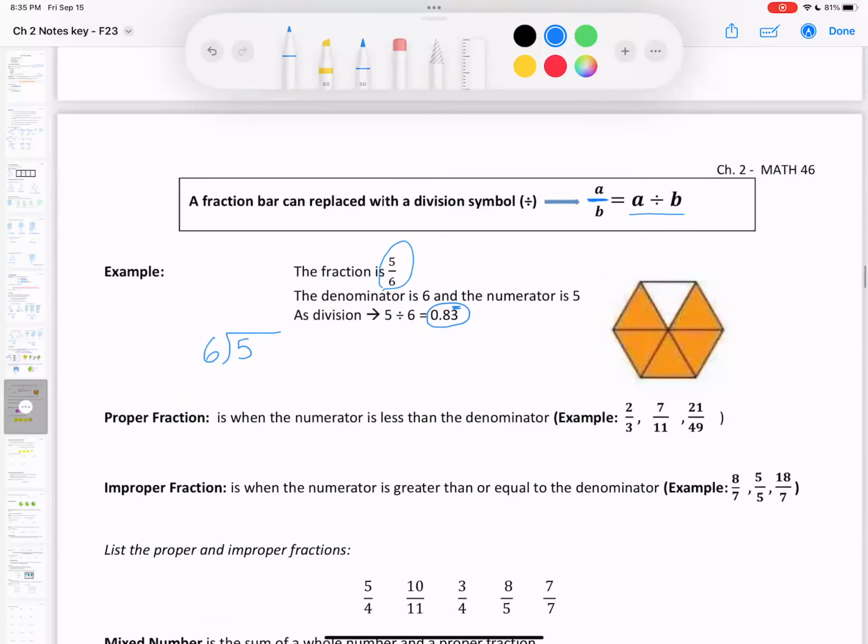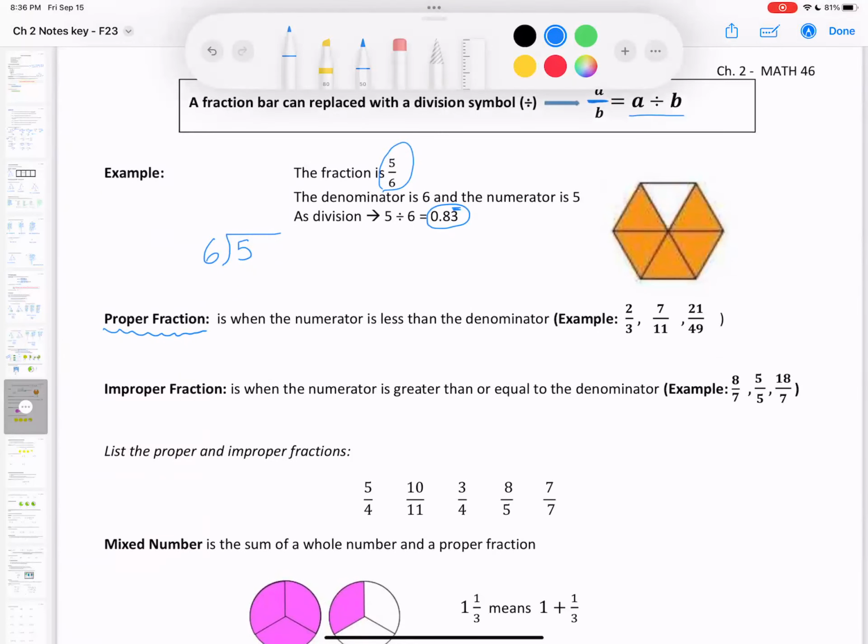All right. A little bit of terminology here. So we have a proper fraction. These are kind of like the regular fractions that you see. And that's where the numerator is less than the denominator. So that's where we're representing a piece of a whole. So for example, 2 over 3, 7 over 11, 21 over 49. In all of these cases, the numerator, that top number, is less than the denominator, that bottom number.